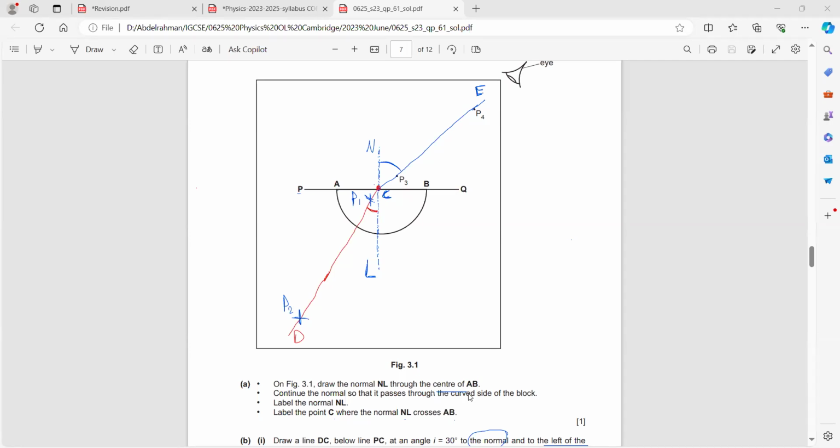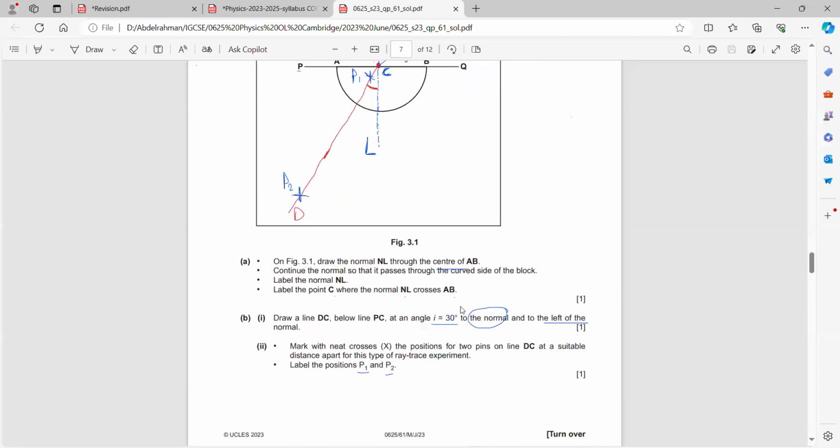He said, continue the line so that it passes through the curved side of the block. Class, I will continue the normal below the curved side of the block. Label the normal L. You have to write down an L. Label the point C where the normal crosses AB. I labeled point C where it crosses AB. That was easy.